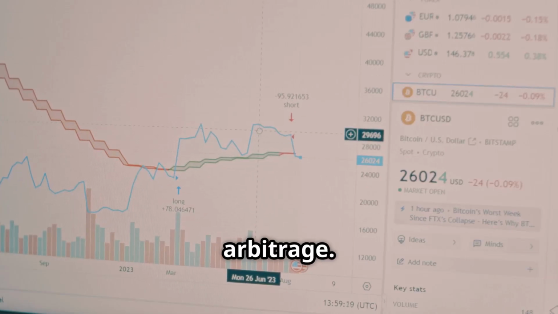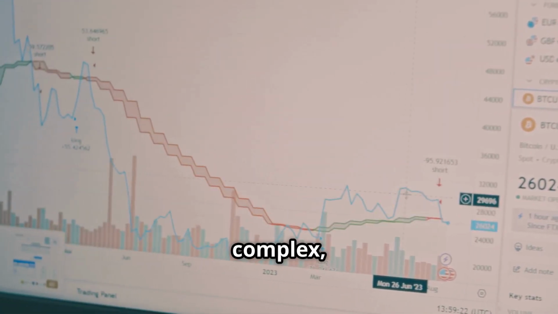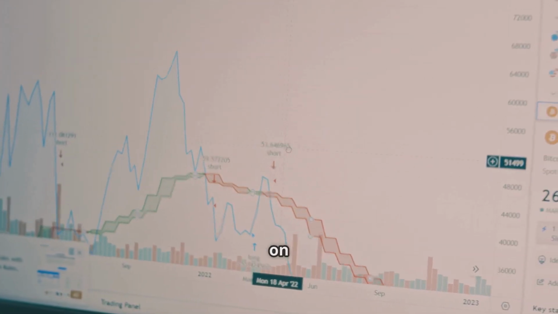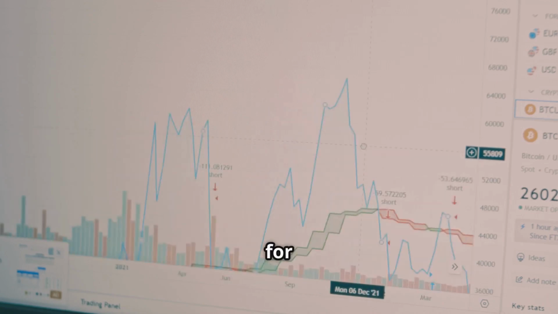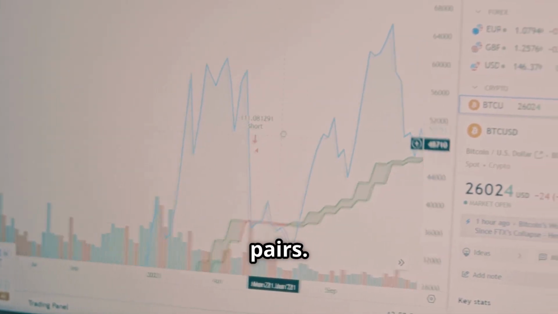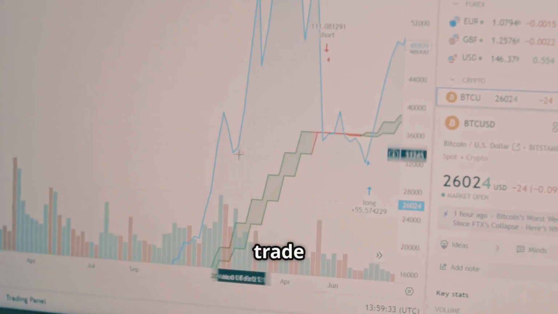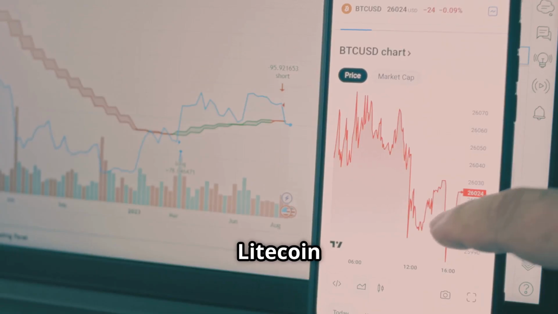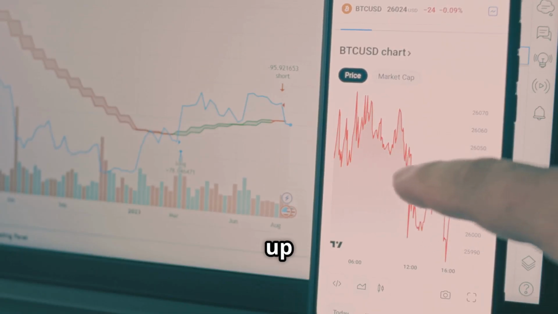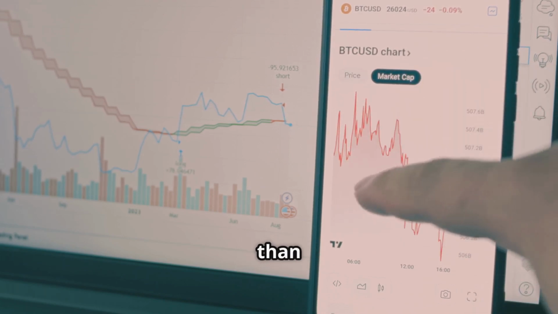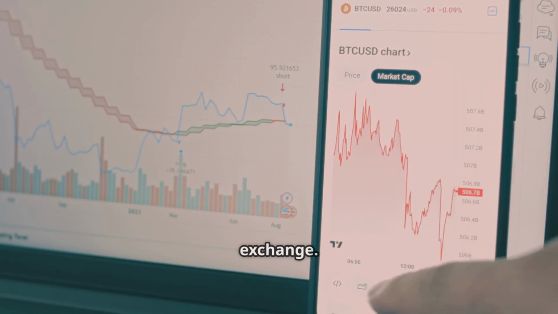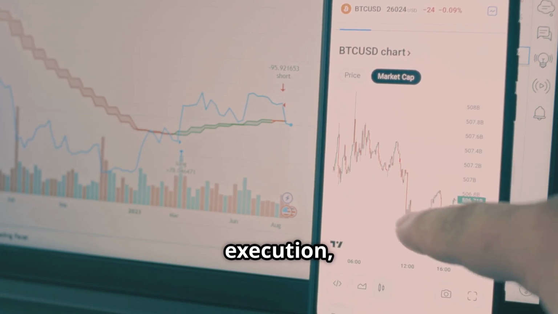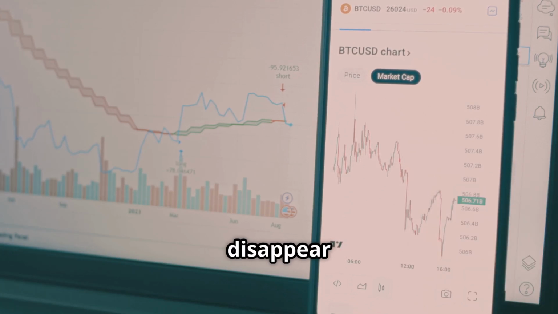Next, we have triangular arbitrage. This one's a bit more complex, but also more interesting. It involves three different cryptocurrencies, all traded on the same exchange. Here, you're looking for price differences between trading pairs. For example, you might start with Bitcoin, trade it for Ethereum, then swap Ethereum for Litecoin, and finally convert Litecoin back to Bitcoin. If the prices line up just right, you'll end up with more Bitcoin than you started with, all without ever leaving the exchange. This strategy requires sharp attention to detail and quick execution, since the opportunity can disappear in a flash.